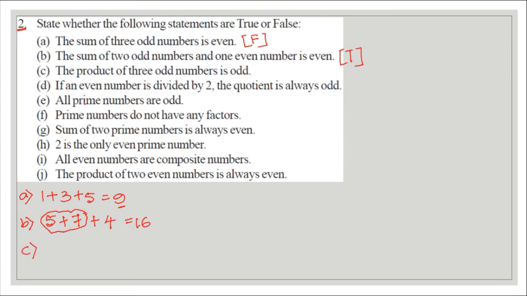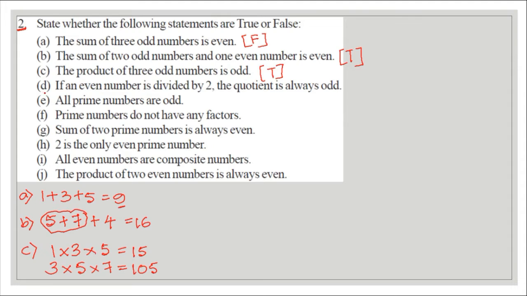Let's see the third one. The product of 3 odd numbers is odd. Suppose I consider 1, 3 and 5, the product is 15. Let me consider some other 3 odd numbers at random, 3, 5 and 7. 35 multiplied by 3 is 105. It is also odd. So this statement is a true statement.